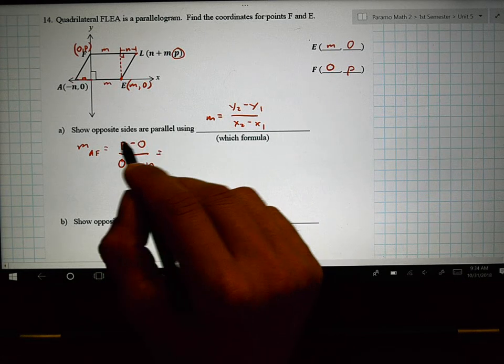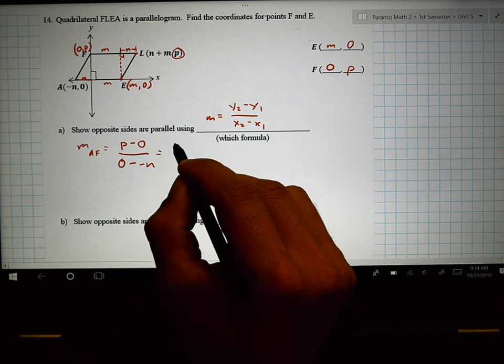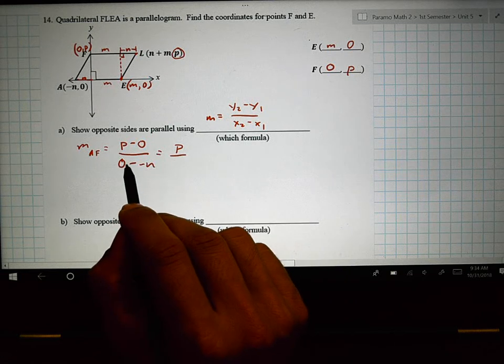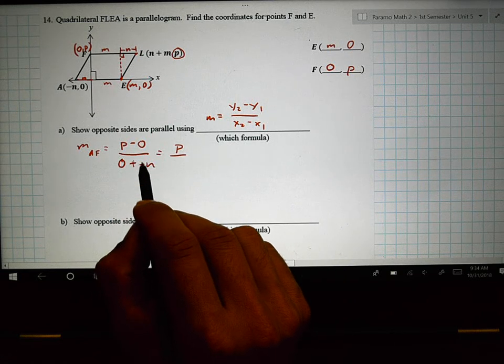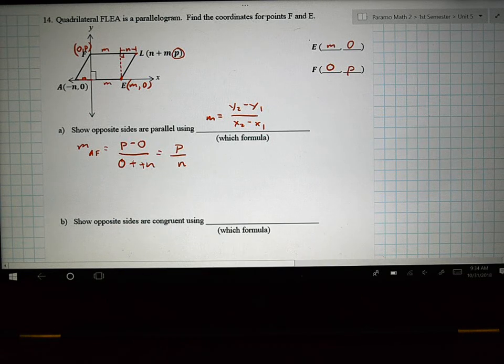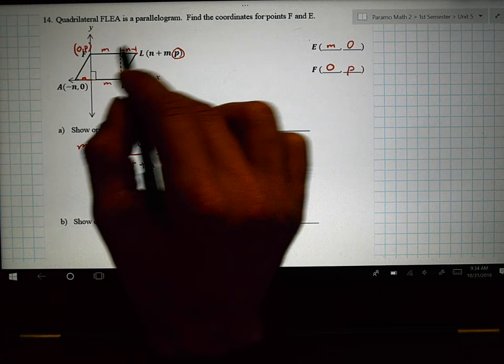I bet you know what p take away 0 is. It's just p. I bet you know what 0 take away a negative n is. When you have a minus a negative, it's the opposite of a negative. It turns into a positive. Guess what your slope is? Your slope is p over n. I know that's random. I know that looks crazy, but guess what? Now we can do the other side.